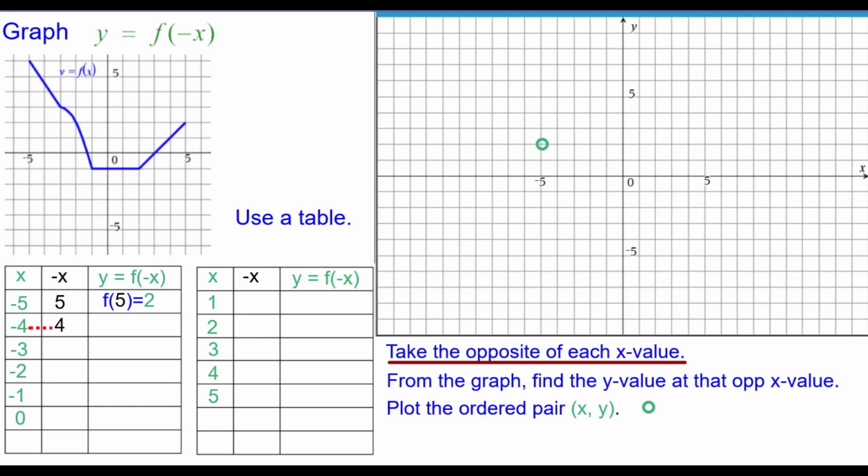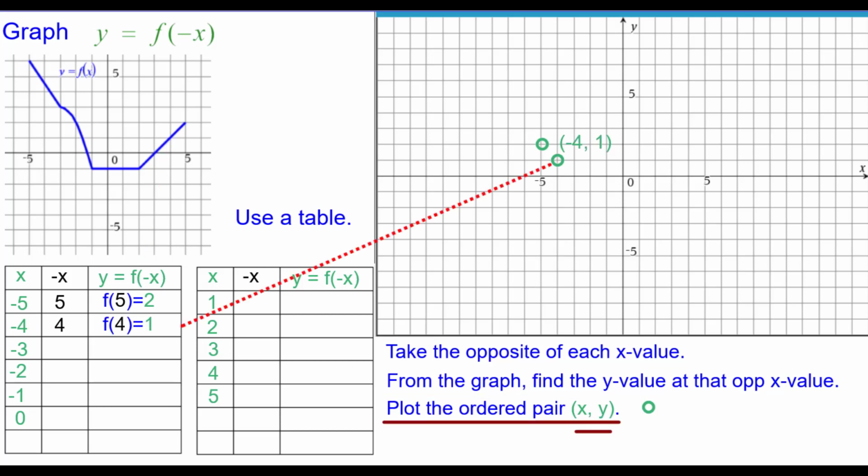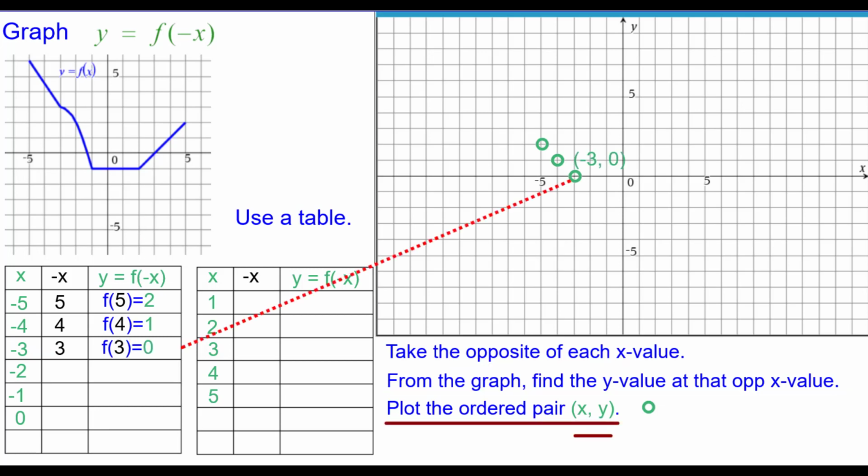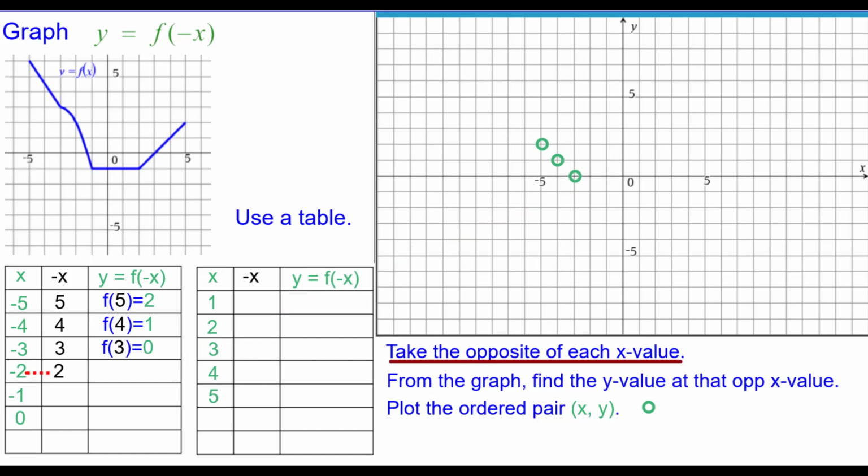-4, opposite is 4. F at 4, reading from the graph, is 1. So -4, 1. The opposite of -3 is +3. F at 3 is 0. So -3, 0. The opposite of -2 is +2. F at 2 on this function is -1. So the ordered pair is -2, -1.